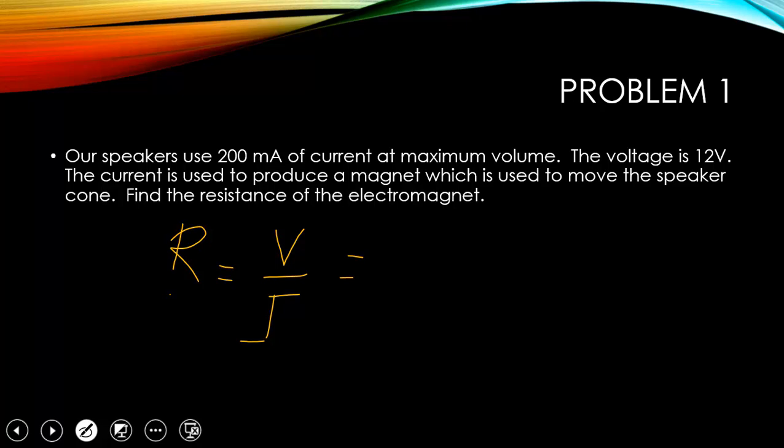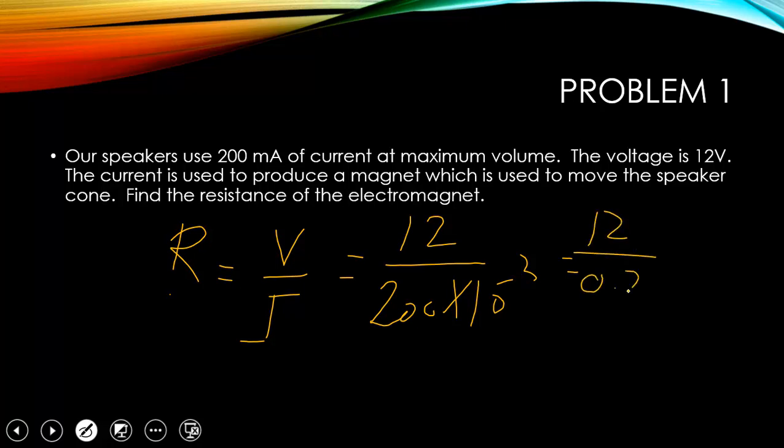Okay, so we will divide 12 volt by 200 times 10 power negative 3. To convert from milli to ampere, we must multiply by 10 power negative 3. It will be 12 divided by 0.2. So the answer will be 60 ohm. So the resistance of this conductor is 60 ohm.